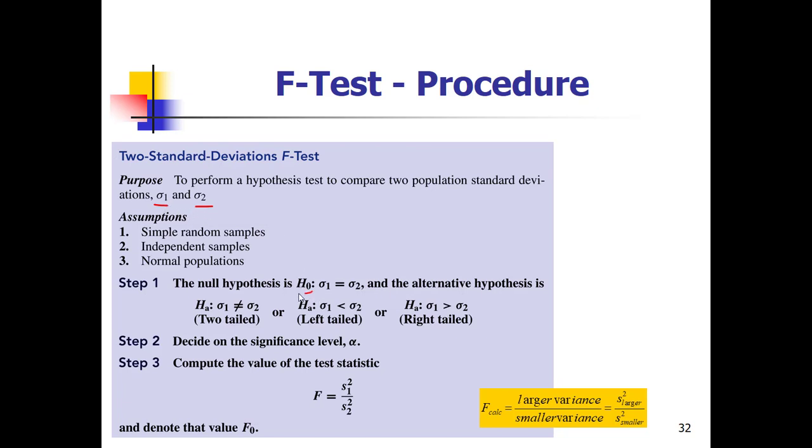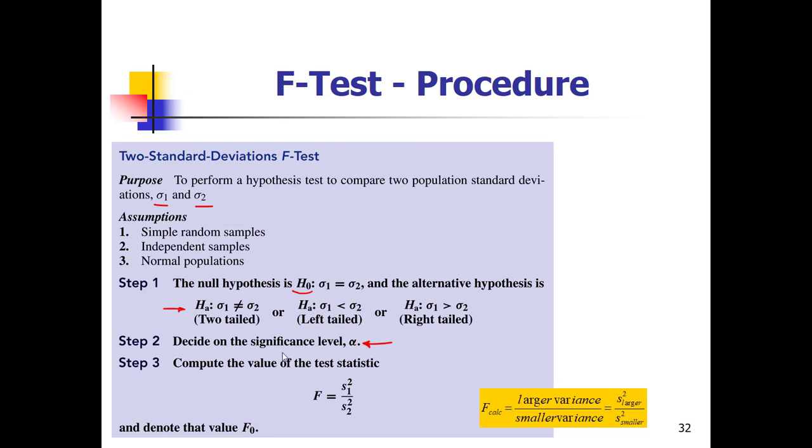The null hypothesis again is that the standard deviation of the two samples is the same. The alternative hypothesis can again be two-tailed: no, they are not the same, they are not equal. Left-tailed: the first one is smaller than the second one. Right-tailed: the first one is bigger than the second one. So we define our null and alternative hypotheses based on the question that we have.